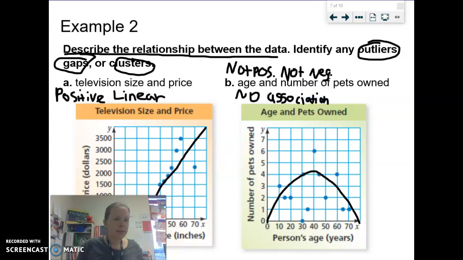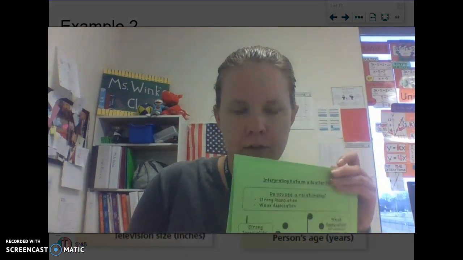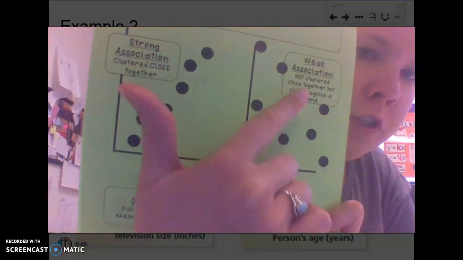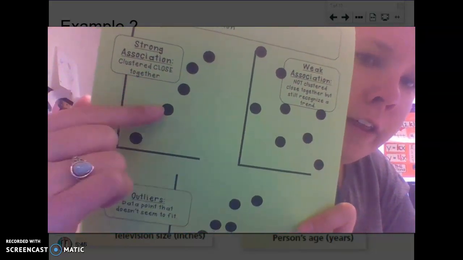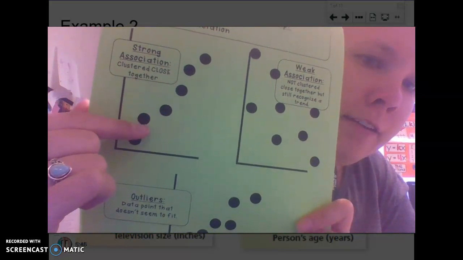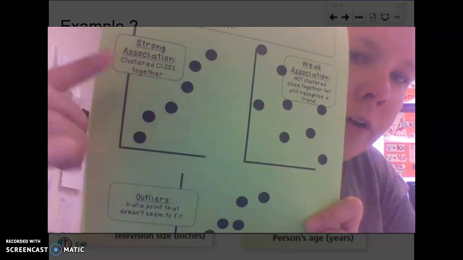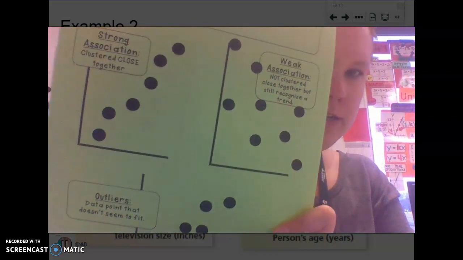All right. And the last part that we need to take a look at when we are describing the relationship between the data is we want to talk about, is it a weak association or is it a strong association? So when we're looking at associations here, a strong association means that the clusters are close together, meaning that for the most part your data is very close together, it's nice and tight. They're going to be going for the most part in the same direction, whether it's linear or nonlinear.